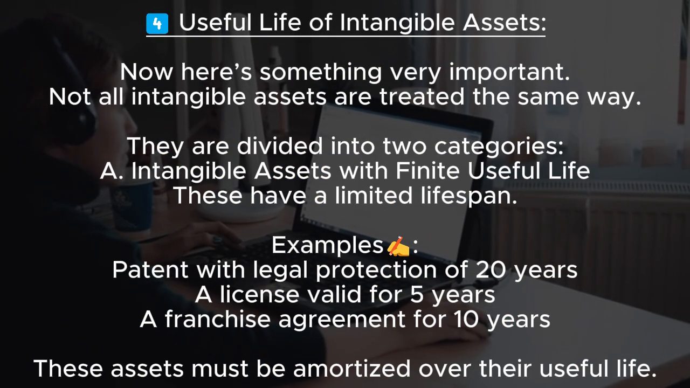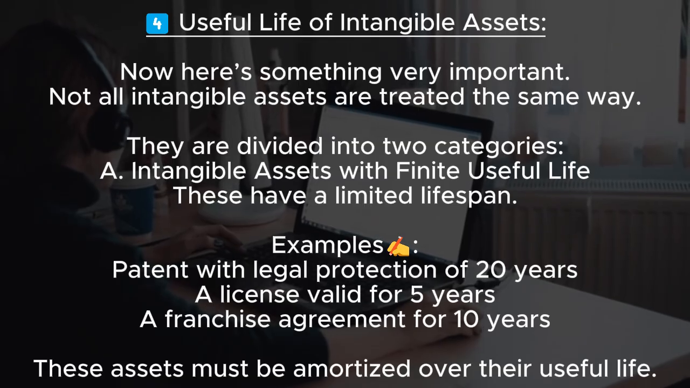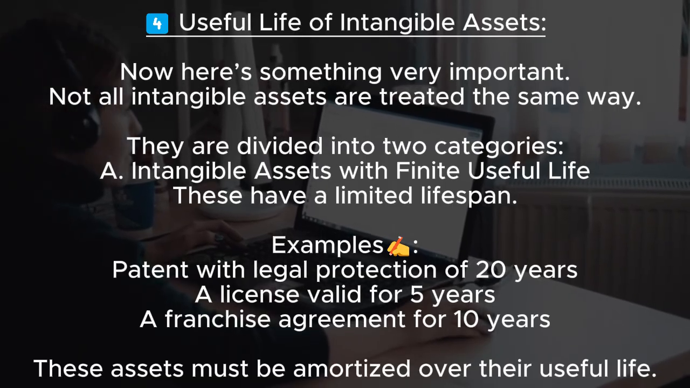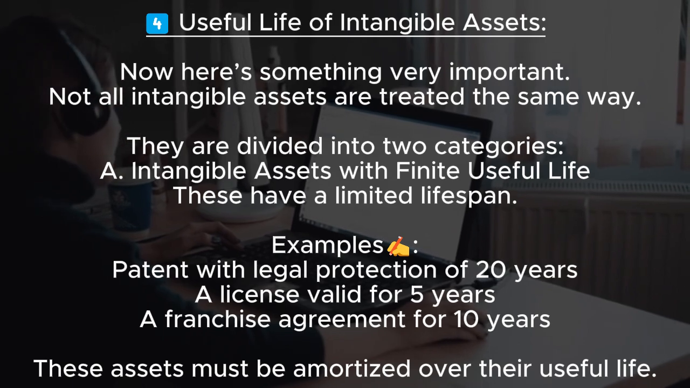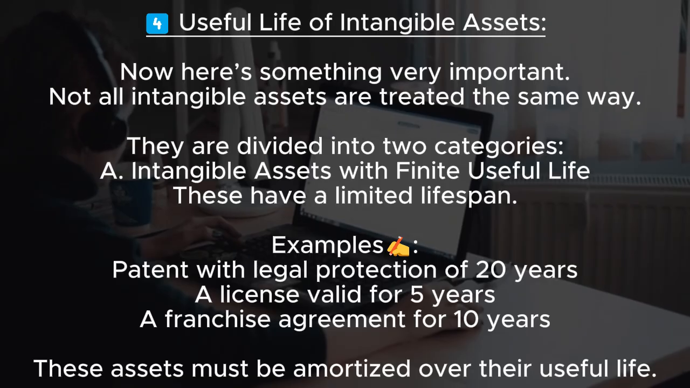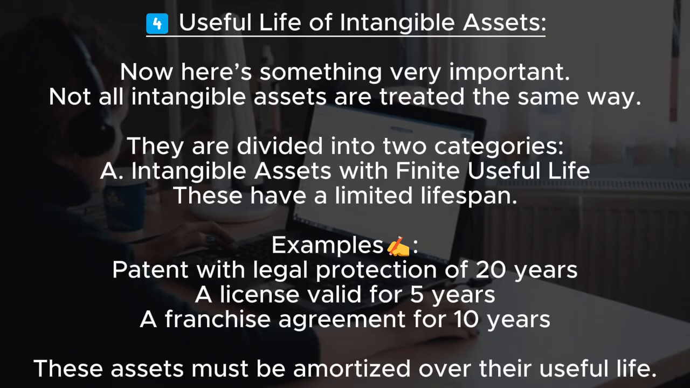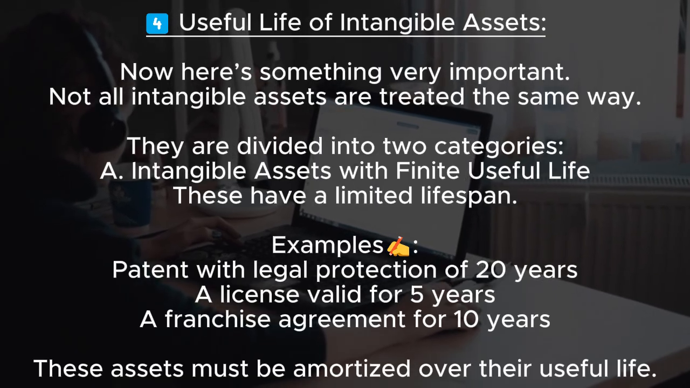4. Useful life of intangible assets. Now here's something very important. Not all intangible assets are treated the same way. They are divided into 2 categories. A. Intangible assets with finite useful life. These have a limited lifespan. Examples: patent with legal protection of 20 years. A license valid for 5 years. A franchise agreement for 10 years. These assets must be amortized over their useful life.